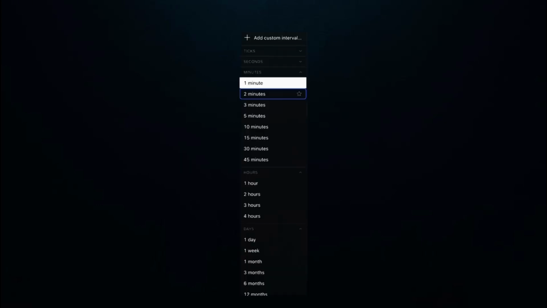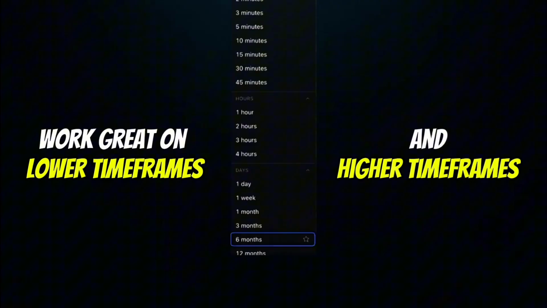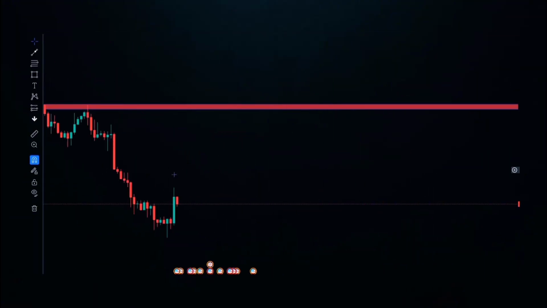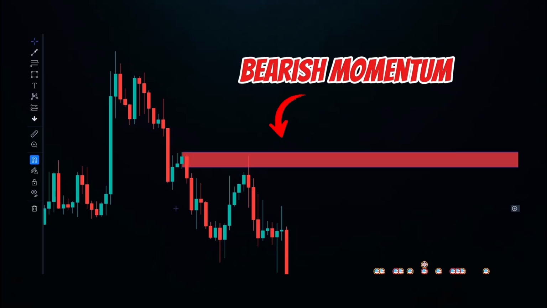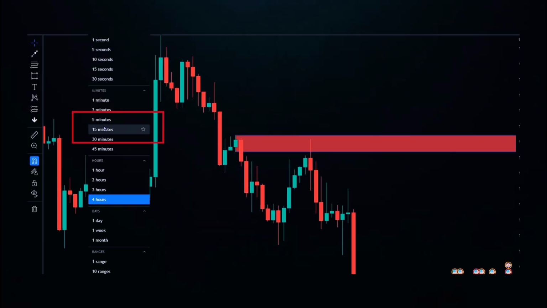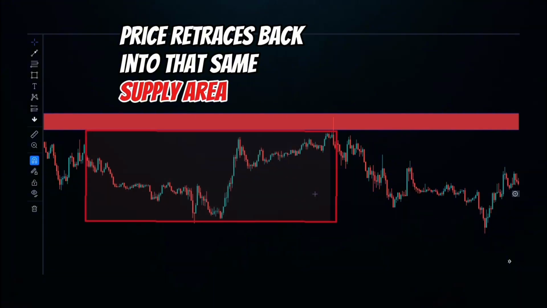Let's take it one step further with top-down analysis. Even though this strategy works great on lower time frames, you can also use it with higher time frames. On the 4-hour chart, you identify a valid supply zone. You see structure break, strong bearish momentum, and you mark that zone. Then you drop back down to the 15-minute chart and wait for price to retrace back into that same supply area. That's where you get the cleanest entries.